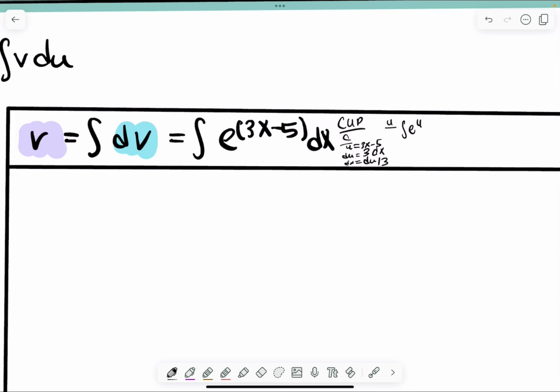1/3 is a constant, so we can pull that out front. Antiderivative of e to the u is e to the u, so we have 1/3 e to the u plus c, and then our last part is to plug our u back in, and our u is 3x minus 5, so we have 1/3 e to the 3x minus 5 plus c, and that is our v.